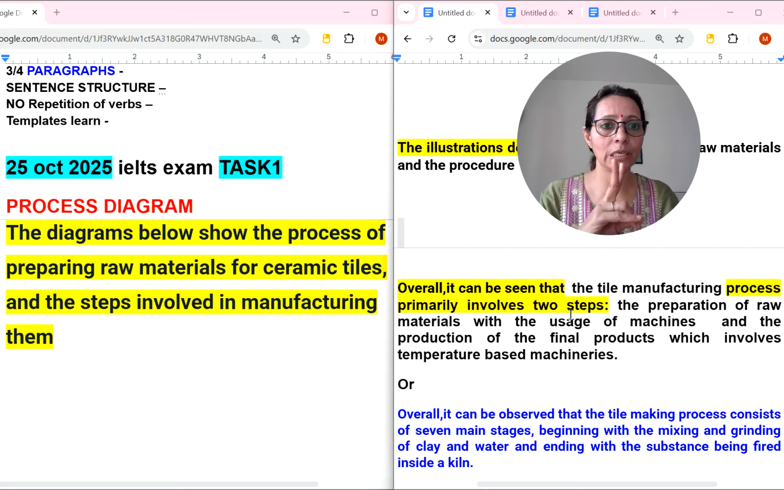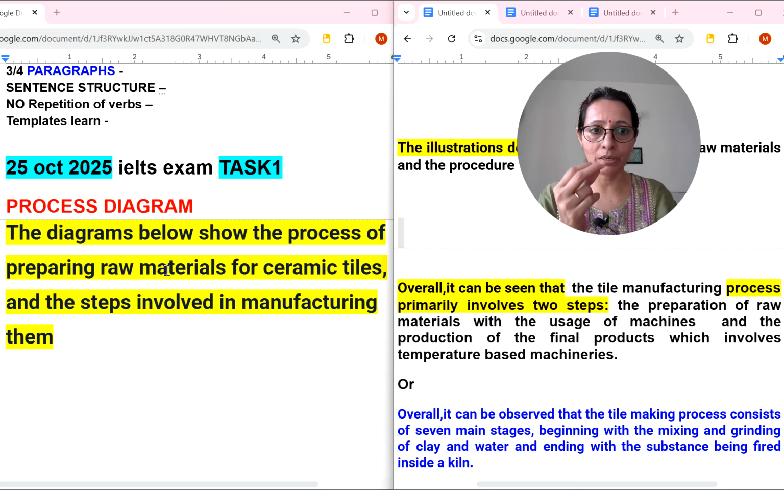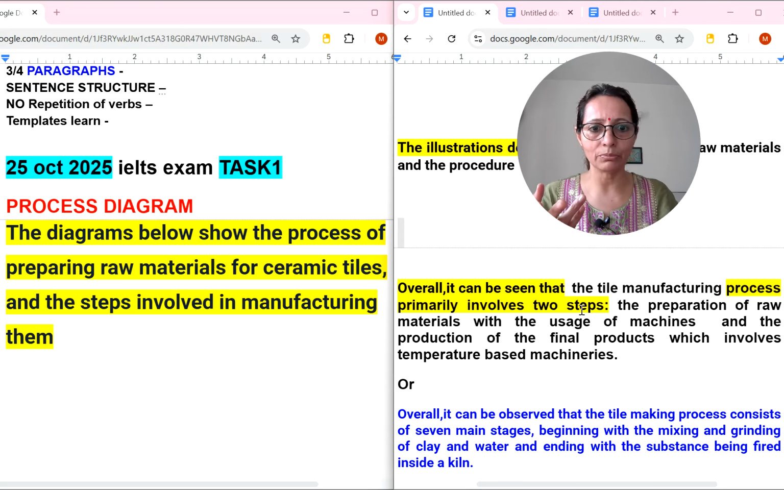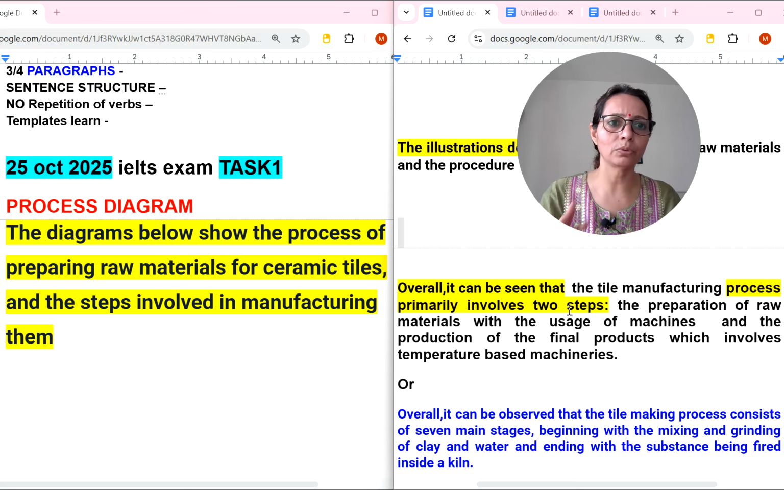Why am I saying 2 steps? Because there were 2 processes: preparing of raw material and the steps involved in manufacturing. I will also show you the 7 steps option. So the tile manufacturing process primarily involves 2 steps. Of course, in every process steps will be there. If there are 10 steps, you can always write that the manufacturing process primarily involves 10 steps, or 2 steps or 8 steps. So this is also language you can learn for any process diagram.